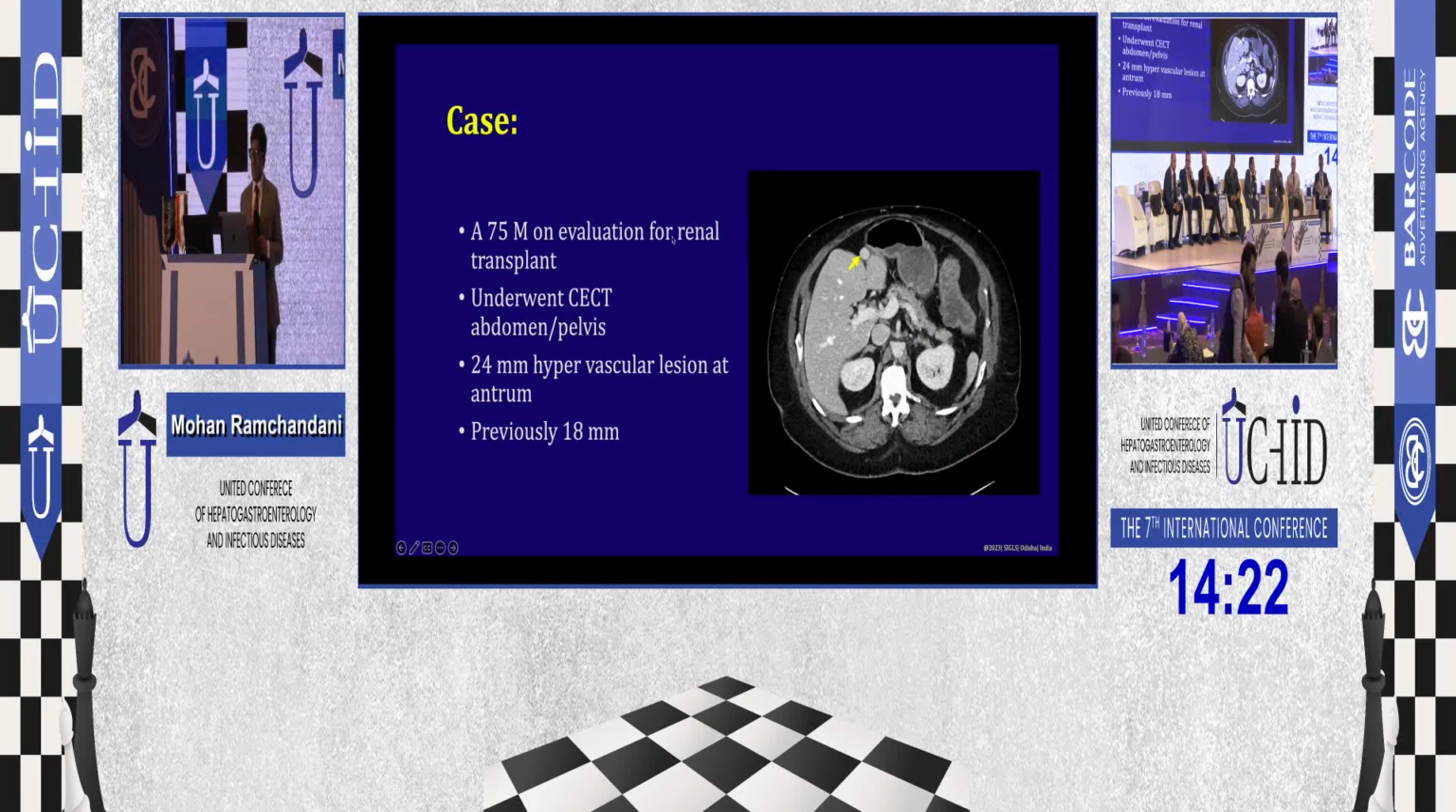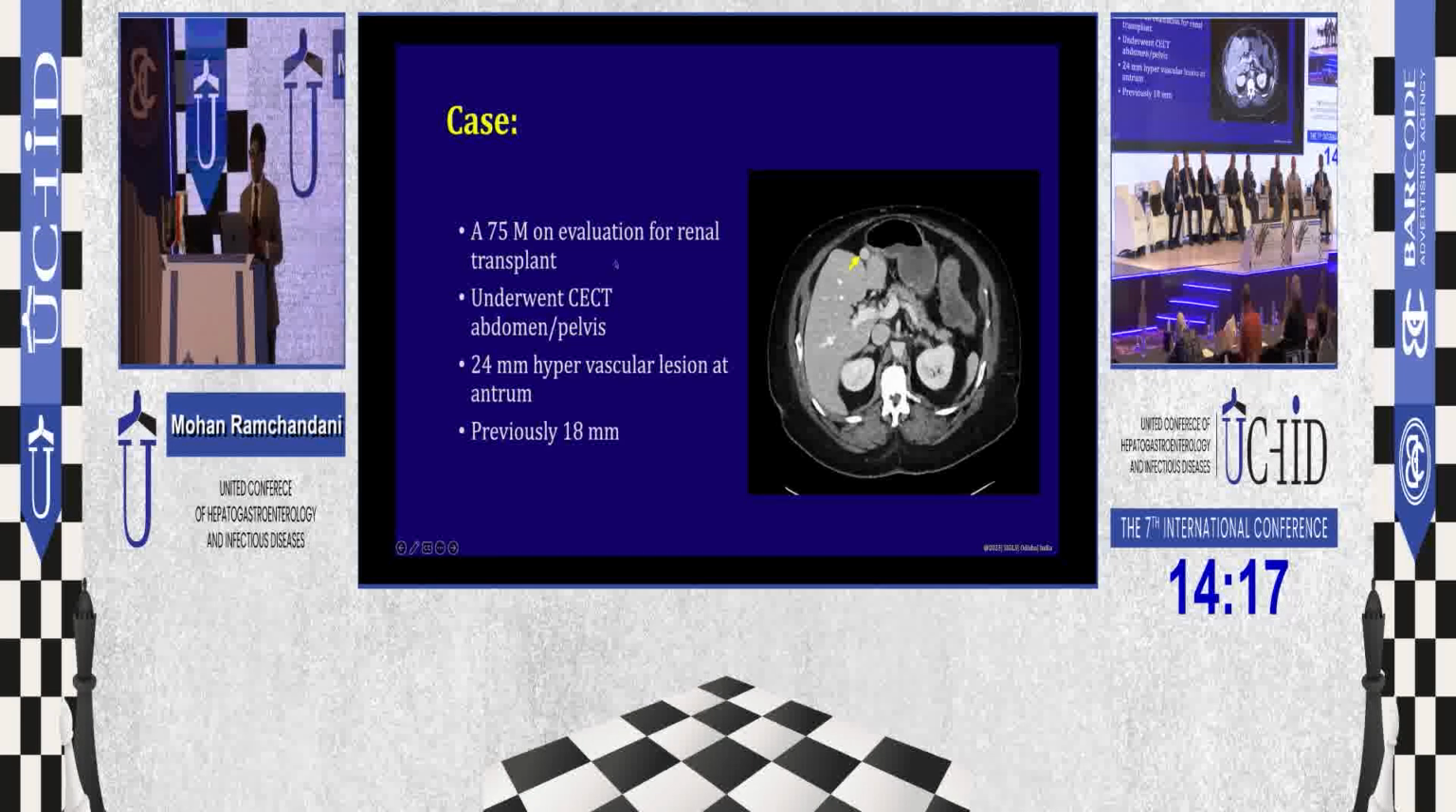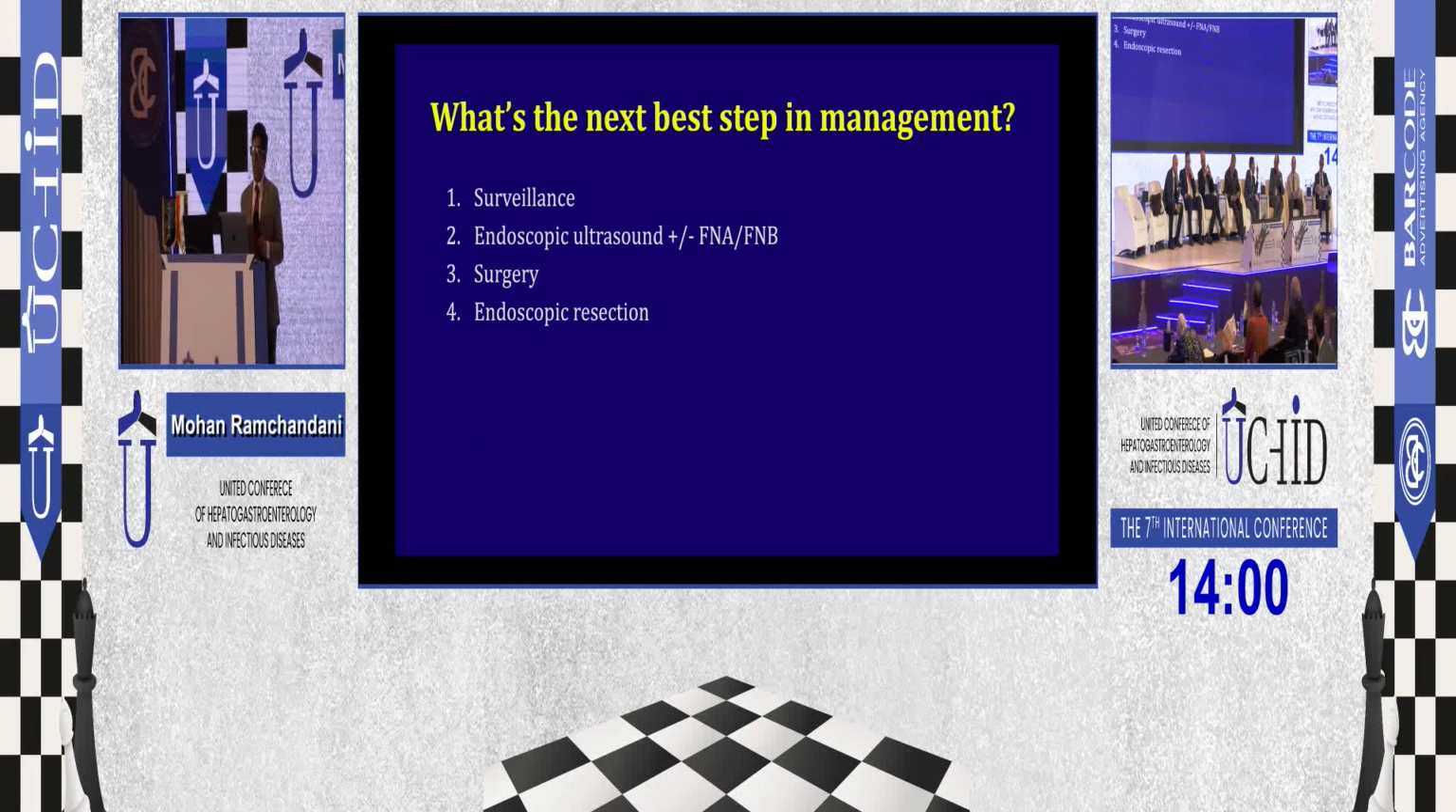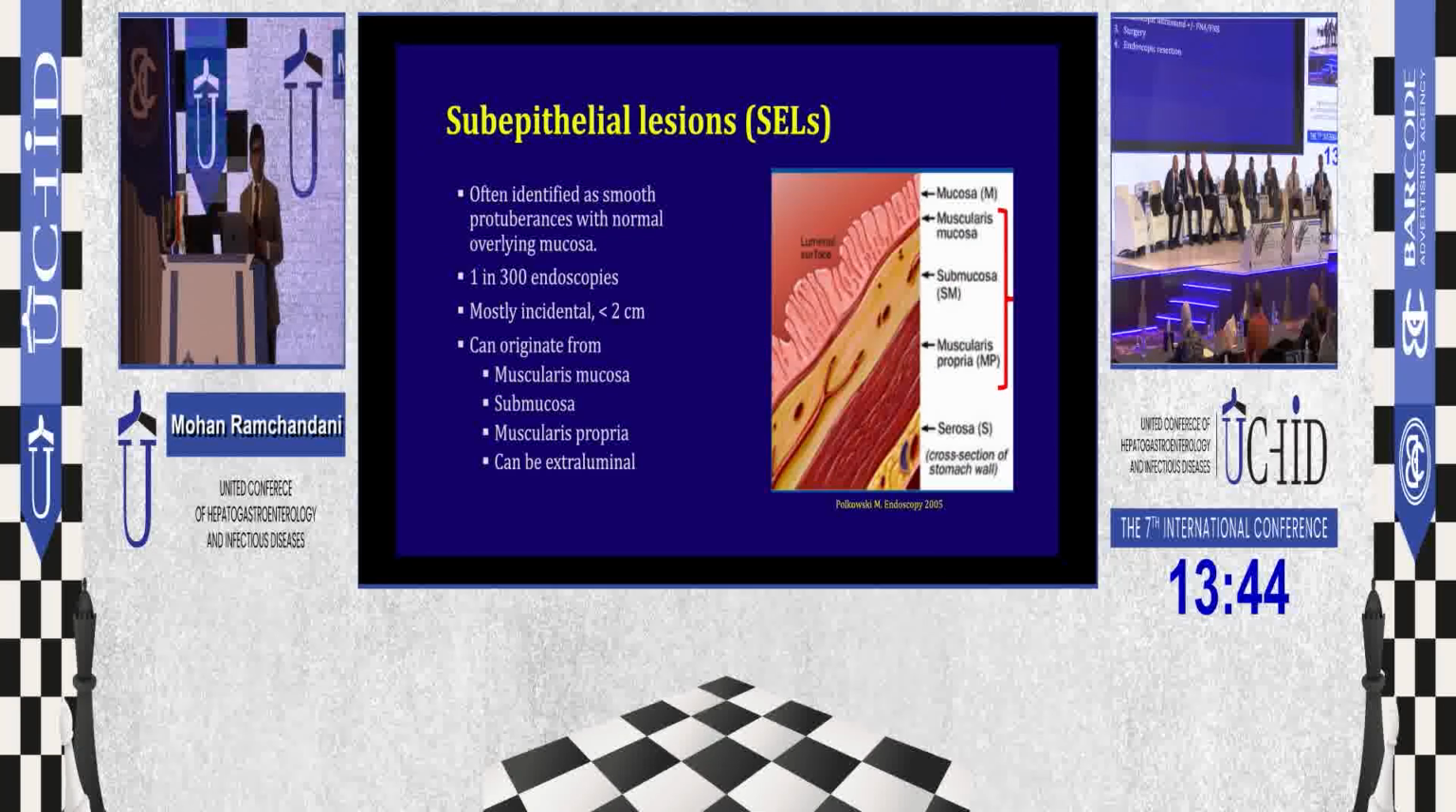Let's start with this case. I saw this case a few days ago when I did an endoscopy for a patient who was on renal transplant, and then the CT scan showed a 2 centimeter tumor in the gastric antrum, and previously it was 18 millimeters, so it's increasing in size. It's now 24 millimeters. So now the question is how you treat this case, whether you can leave it alone and do more surveillance, or do an endoscopic ultrasound and biopsy, or send this patient for surgery, or do endoscopic resection. So these are the 4 options which we have.